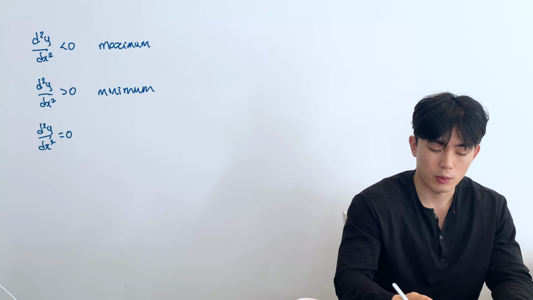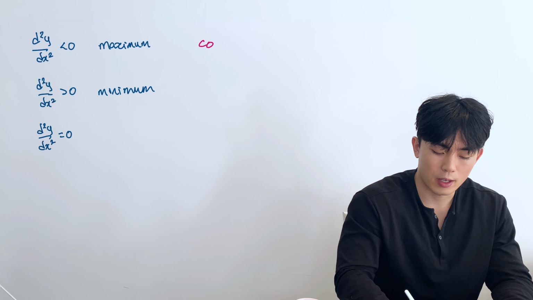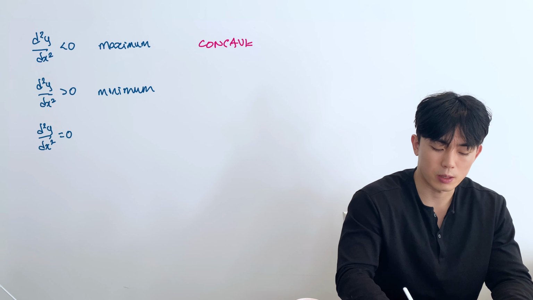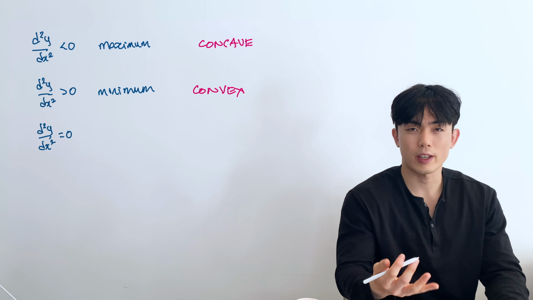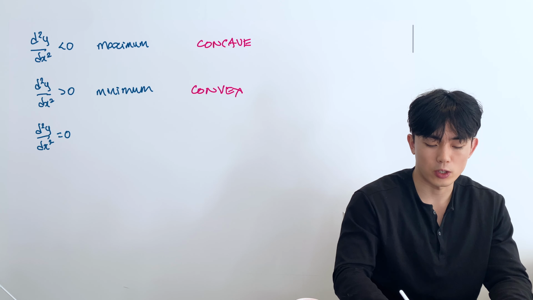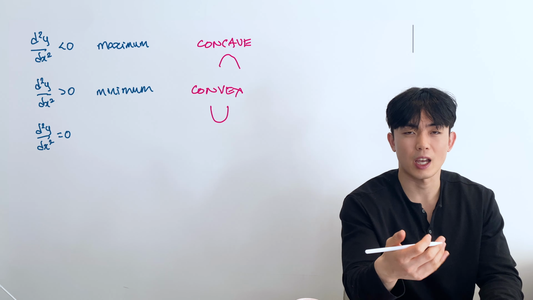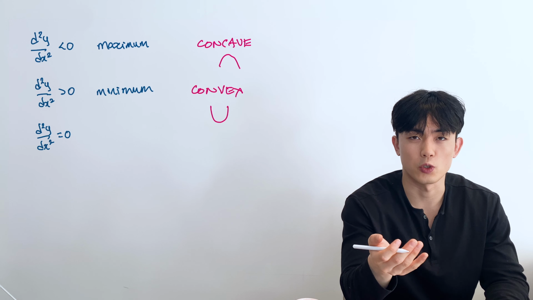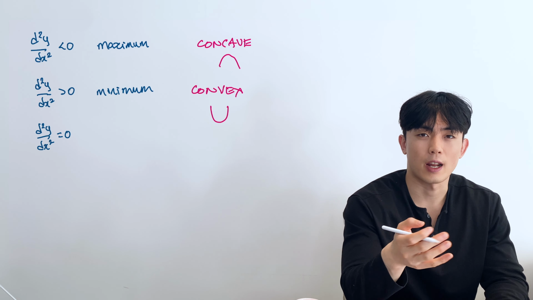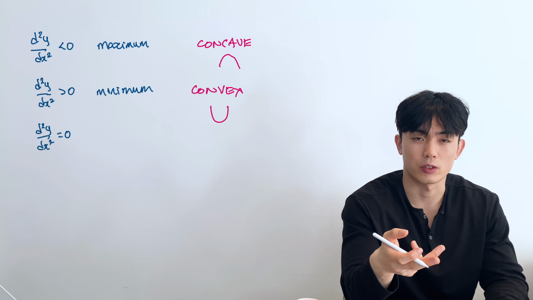curve. So when it's less than 0, we say it's a concave curve, and when it's bigger than 0, we say it's a convex curve. Concave just means the upside down U shape, and convex is just a U shape, and so it allows us to sketch more difficult graphs.